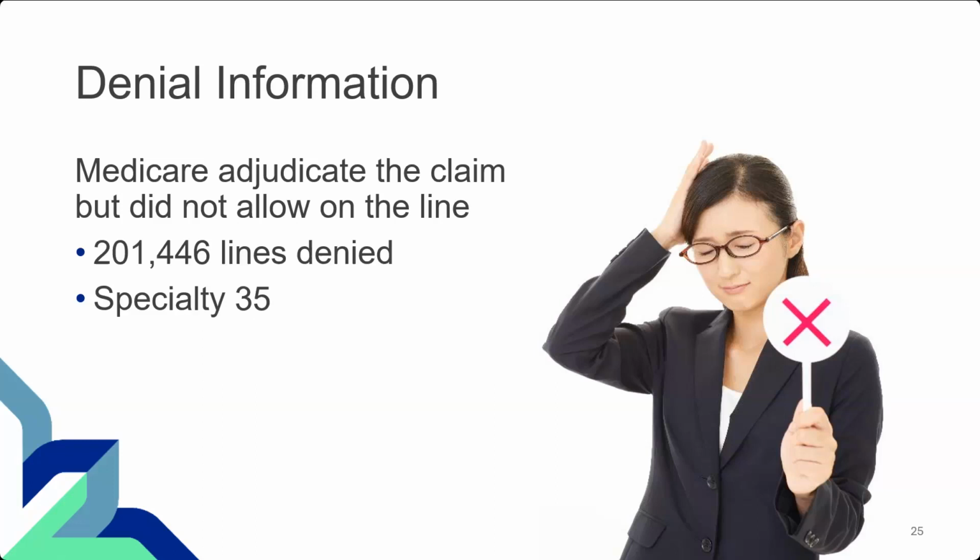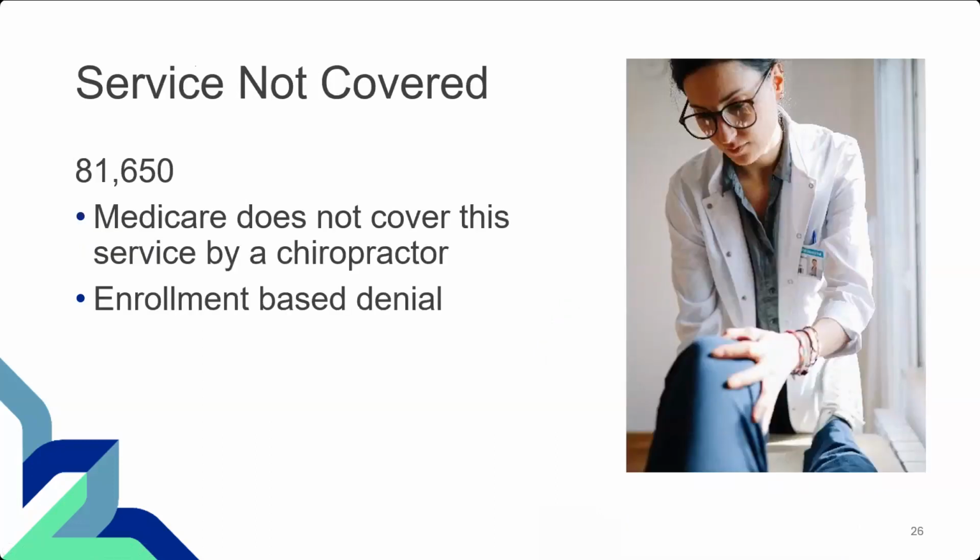So unlike Railroad Medicare, which is still traditional fee-for-service Medicare, there's Medicare Advantage. Those are all types of denials. So we'll talk a little bit more about those as we go through. So let's break a little bit off of that 201,000 there. The first denial that we actually have happening is services not covered. It literally means this service is not covered by a chiropractor.